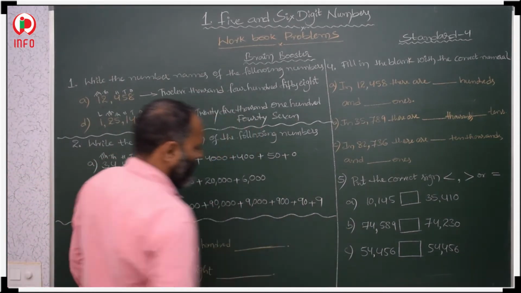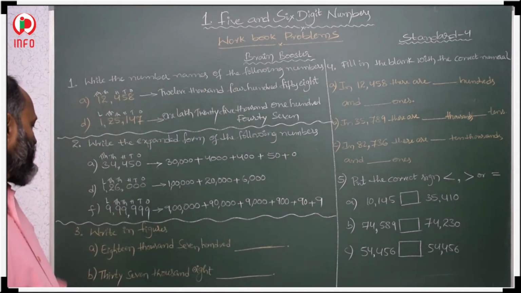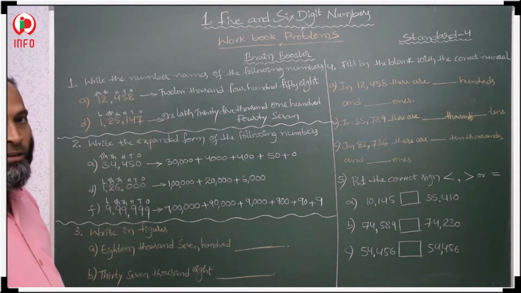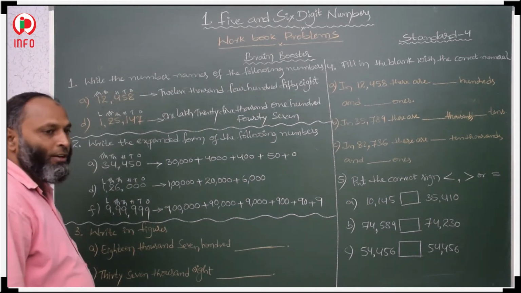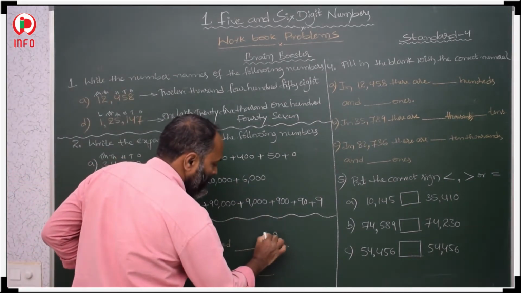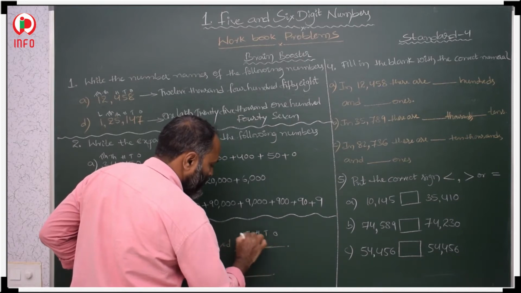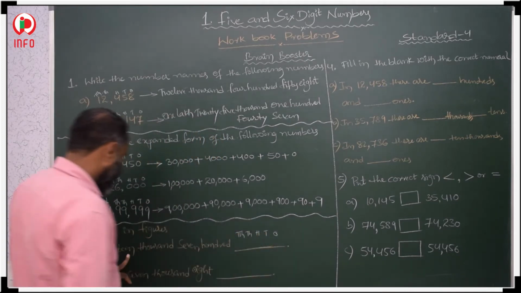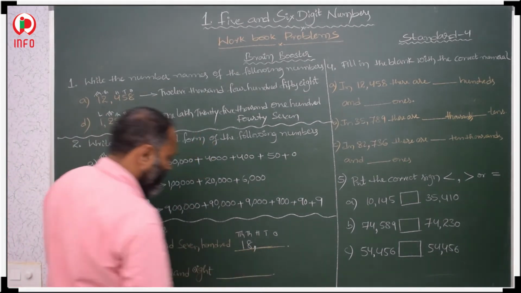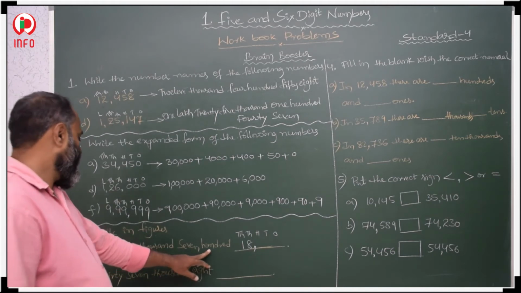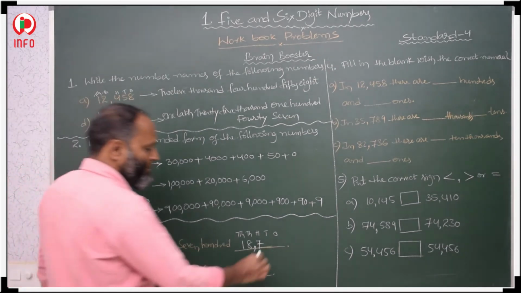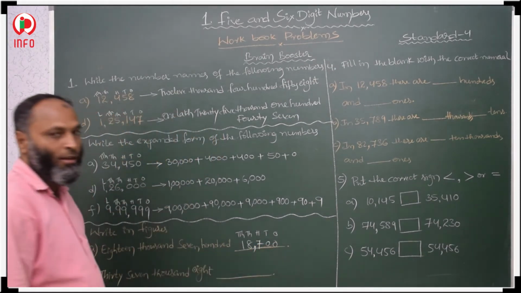Next one. Writing figures. The numeral is given in words, so we have to write this in figures. In numeral form we have to write 18,000 first. Ones, tens, 100, 1000, 10,000. Here 18,000 is in thousands place. Total numbers are given: 18,000, 700, 100. After that nothing is given, this means we have to take zeros.